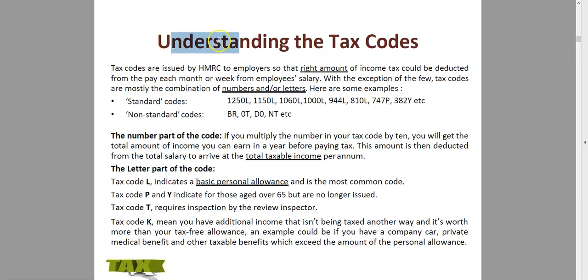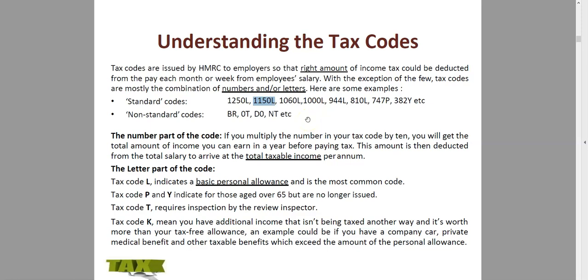Let's understand the tax code. Every employee will have a different tax code. You will receive this tax code from HMRC. HMRC will send you different sorts of tax codes, and different tax codes have different meanings. For example, we have some standard tax codes. You can see that is 1250L. That means up to 12,500 we don't have to pay tax. You can see 1150L. So up to 11,500 you don't have to pay the tax.